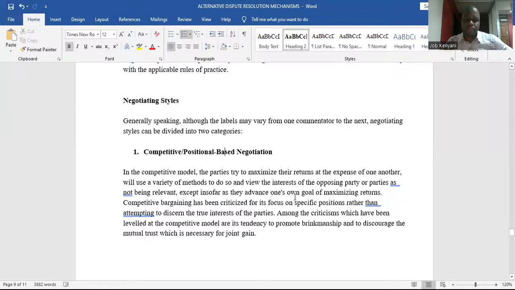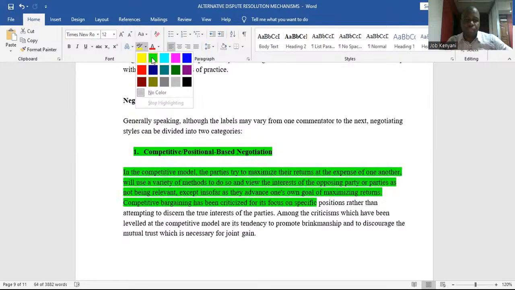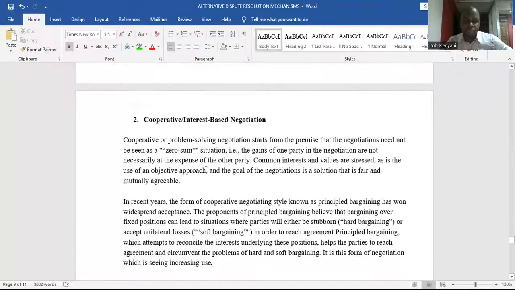Negotiating styles. We have positional or competitive. Then we have interest-based.